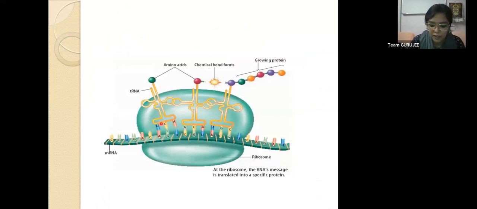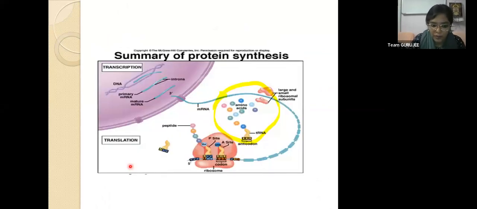Yes, so you can see in these pictures. So I have three pictures. See, this is mRNA, which is formed from the transcription process. These are amino acids taken by this tRNA.